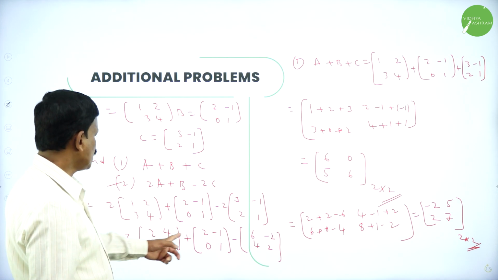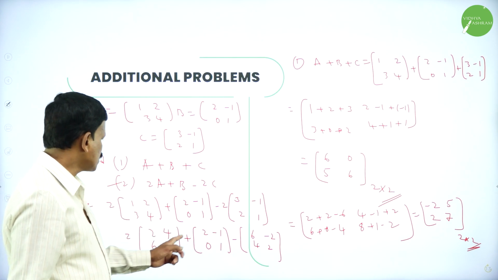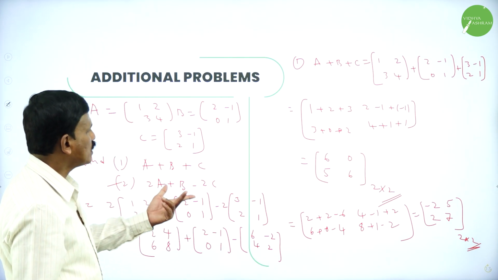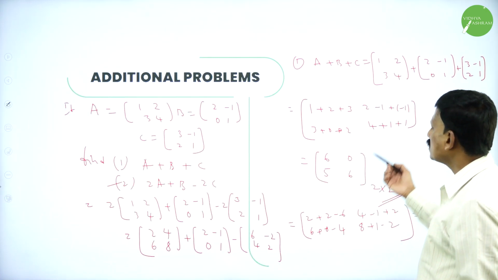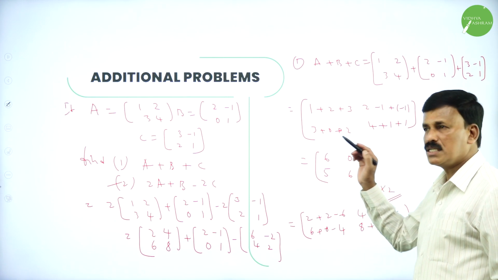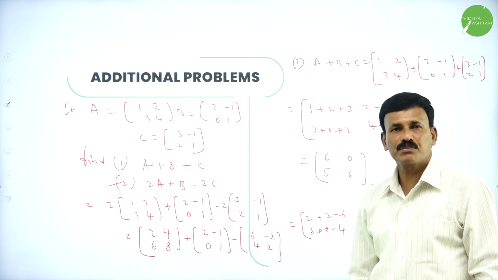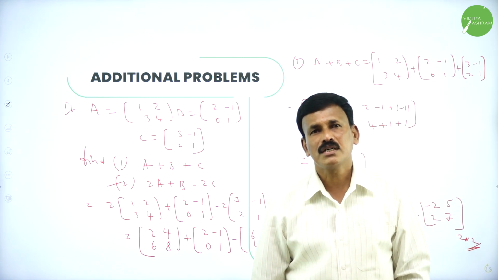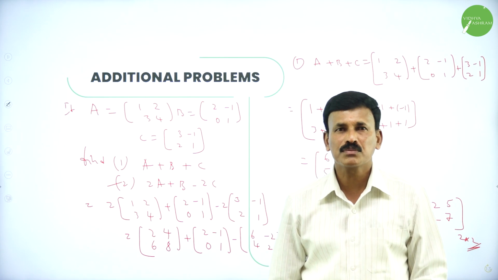If you want, you can add and subtract step by step, or straight away use the operations plus and minus, positive and negative, and you will get the answer here. If you want, you can add two and then add the third, or simultaneously add all three elements. So this is an additional problem. What we have discussed today is symmetric and skew symmetric matrices, problems based on them, and a few additional problems.